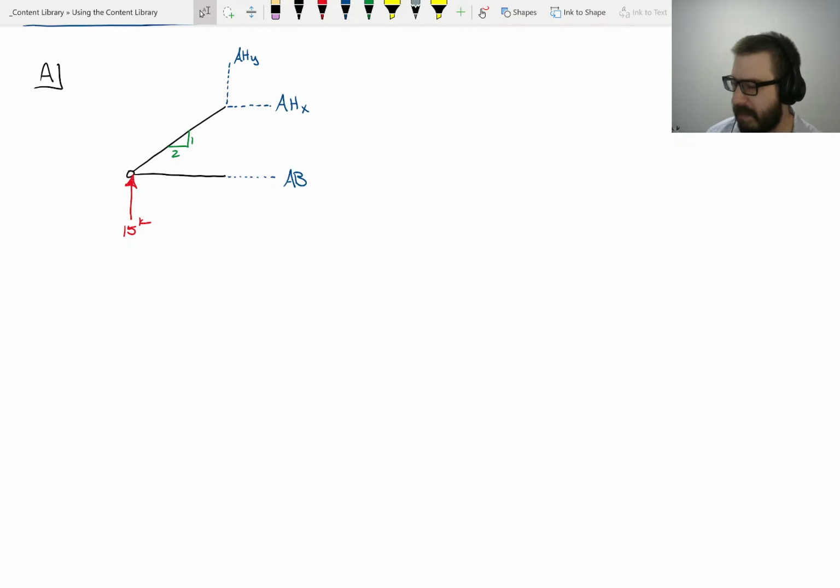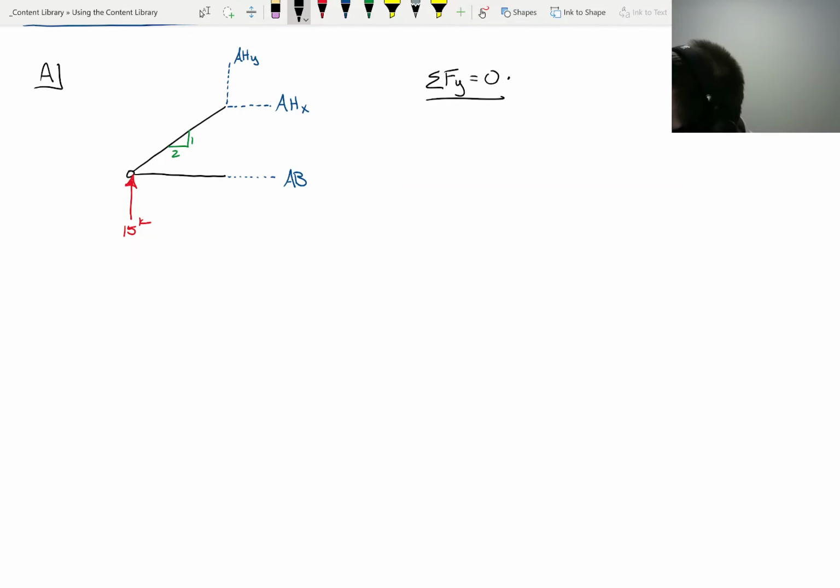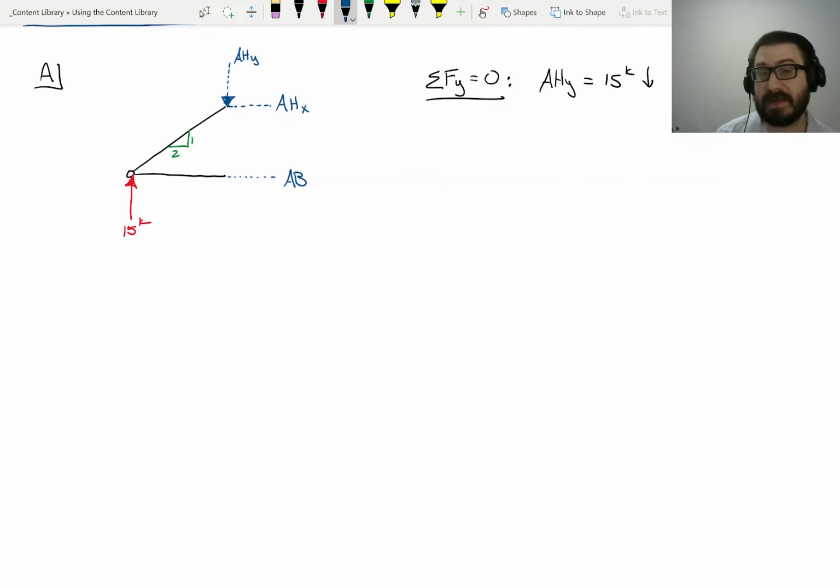To make things simple, we have two unknown horizontal components and one unknown vertical. So I'm going to sum forces in the y direction. What that tells me is if I have 15 kips going up, then AHY has to be 15 kips going down. So that is going down like that. The direction indicates that either both arrows have to be facing toward the joint or both arrows have to be facing away from the joint. In this case, they're both facing towards the joint.